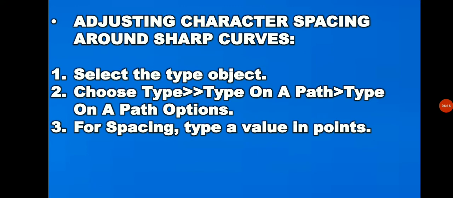In adjusting character spacing around sharp curves, we adjust the character spacing of type on a path. Follow these steps. One, select the type object. Two, choose Type, Type on a Path, Type on a Path Options. For spacing, type a value in points. A higher value removes the extra space between characters positioned on sharp curves or angles. The spacing value has no effect on the characters' position on straight segments.